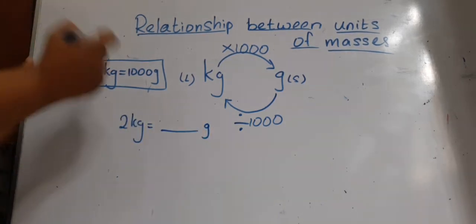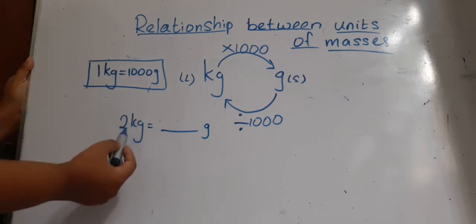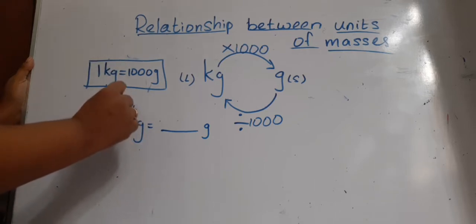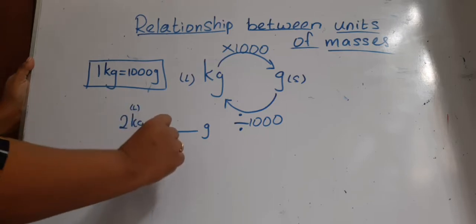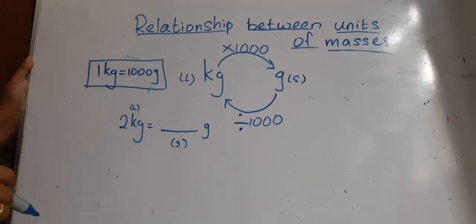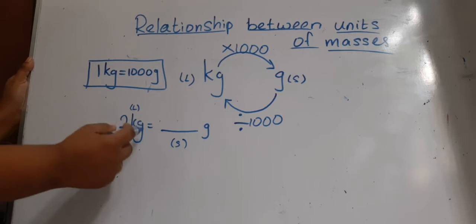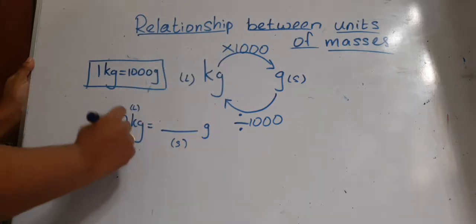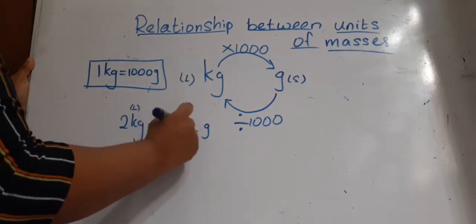So now you have been asked to convert from a larger measuring unit to a smaller measuring unit, am I right? So you need to multiply it with a relationship. So 2 into 1000. 2 into 1000 is 2000 grams.